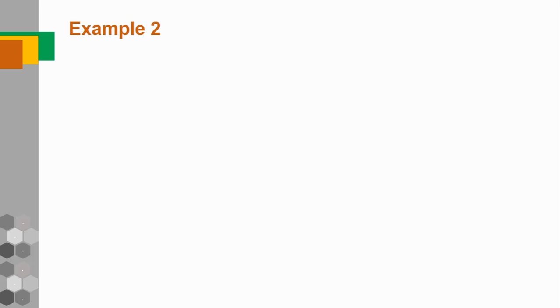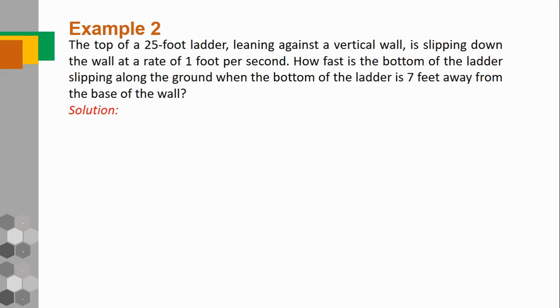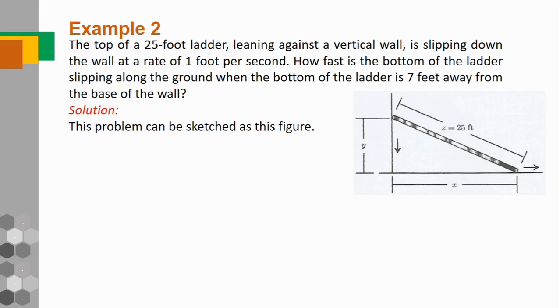Let's have another example. The top of a 25-foot ladder leaning against a vertical wall is slipping down the wall at a rate of 1 foot per second. How fast is the bottom of the ladder slipping along the ground when the bottom of the ladder is 7 feet away from the base of the wall? Once again, let's draw a sketch of this problem. And this is shown by this figure.